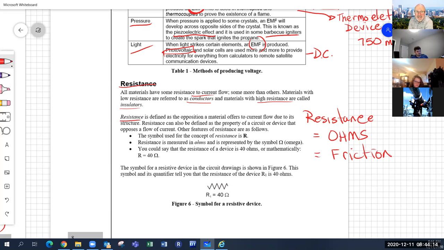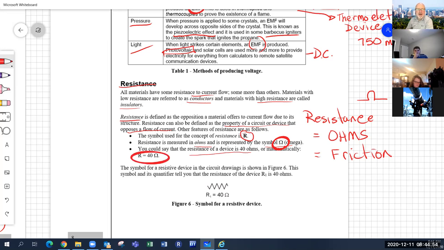Resistance can also be defined as the property of a circuit or device that opposes a flow of current. This is exactly what Richard said earlier. And we use R to do that. So we have three separate things, and we're going to talk about that a little bit more. Resistance is measured in ohms and is represented by the symbol omega. That symbol right there, omega. So you could say the resistance of a device is 40 ohms, and we could write it like that.